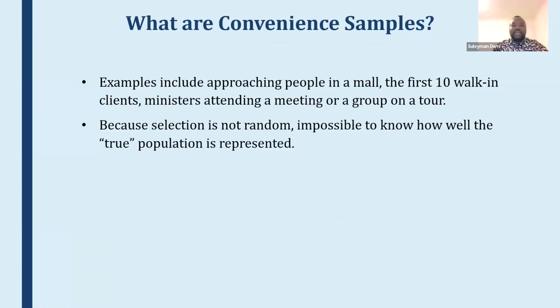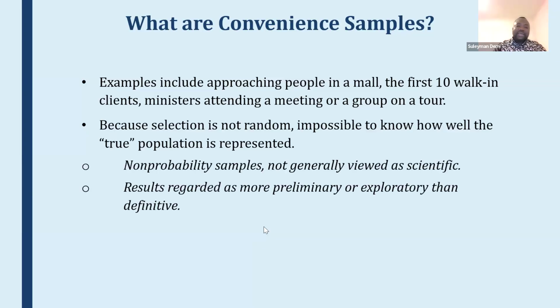So let's look at an example. Examples of convenience sampling include approaching people at a mall, and then you decide, okay, the first 10 people that I meet there, I'll interview them. Or a minister attending a meeting or a group on a tour. You just meet people and then you interview. Because the selection is not random, right? Later on, we will define what random sampling is. It is impossible to know how well the true population is represented.